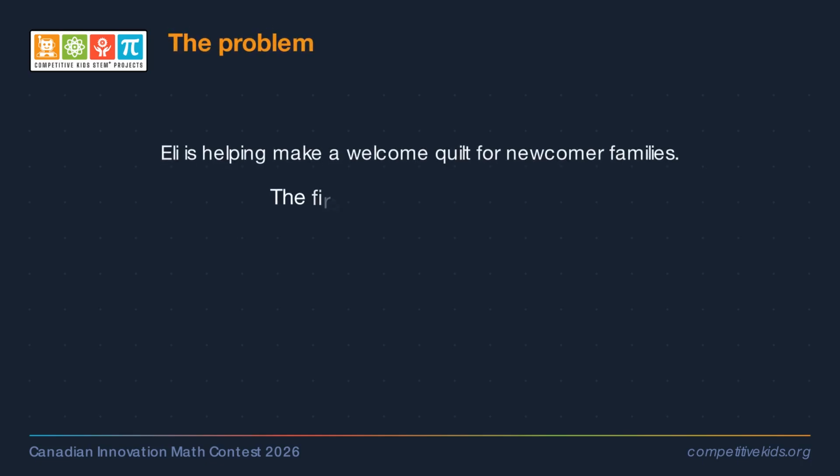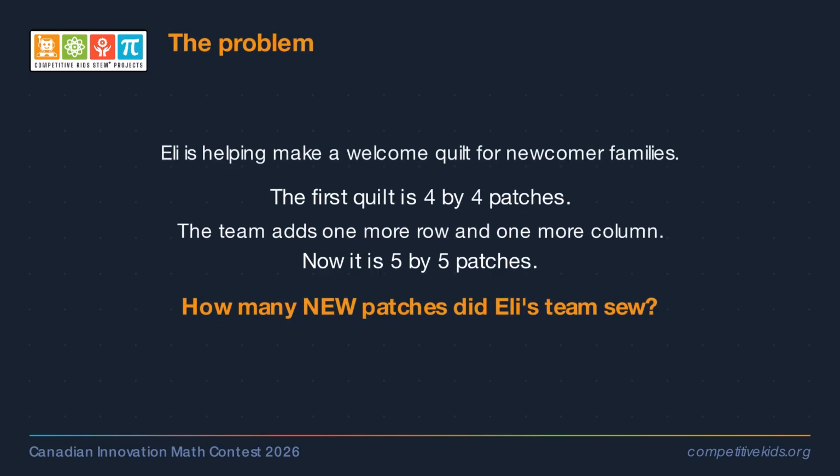Eli is helping make a warm welcome quilt for newcomer families. The first version is a 4x4 quilt of patches. The team decides to make it a little bigger. They add one more row of patches at the top and one more column on the right. Now it is a 5x5 quilt.